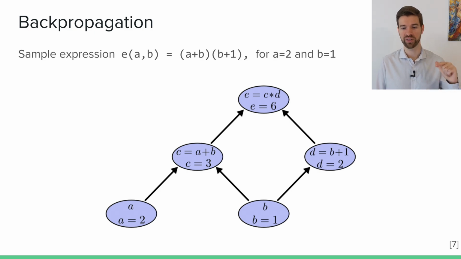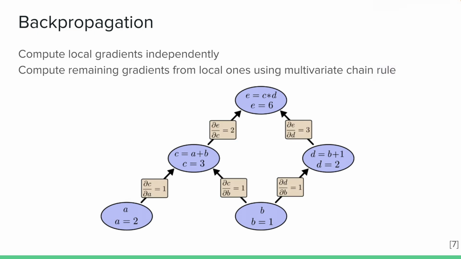Now comes the interesting part. We ran some data through our network. Now we can compute the gradient. So we compute the local gradients independently. We have our function e with respect to c. In our case, this was a multiplication, so we would take the other value, in this case 2. The partial derivative of e with respect to d would be 3. And then we have a couple of additions for which the partial derivatives are 1.